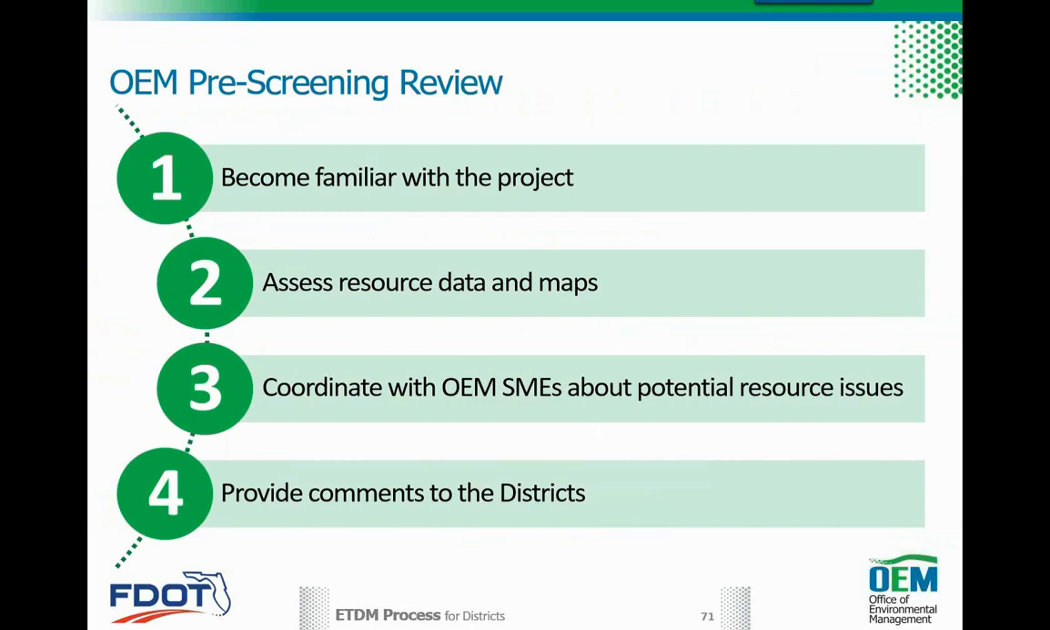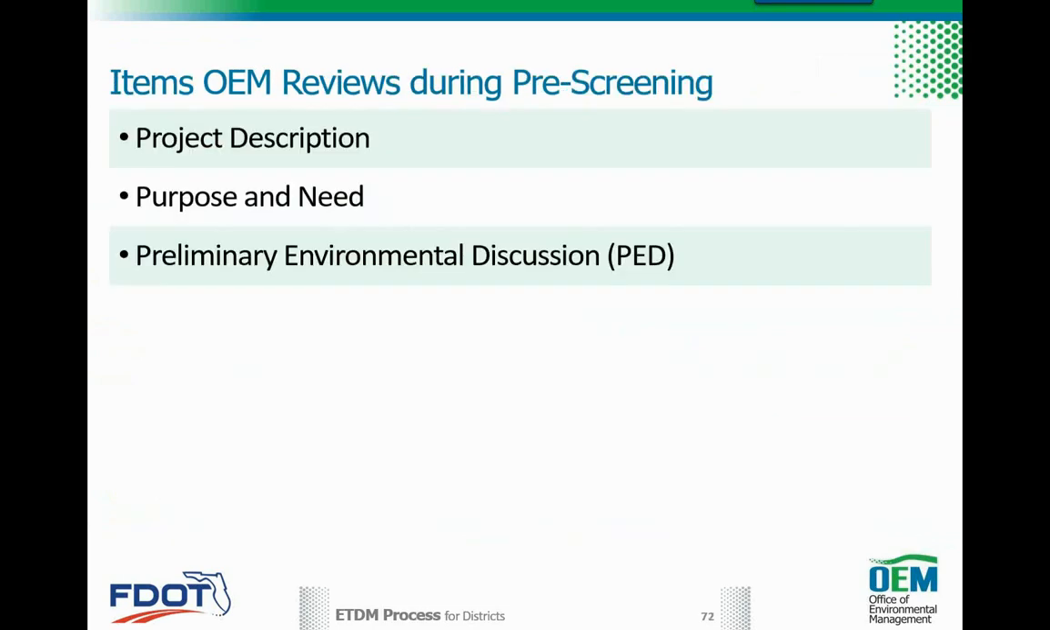By the time you send out a project through this pre-screening review, they should already know what's happening with the project. And then the final thing they're looking at and providing comments on: those 3 things again, the project description, the purpose and need, and those preliminary environmental discussions, are what they're going to be actively reviewing. And I think it's important for you to know the types of things that we're telling them, to make sure that when they're reviewing, they know what the considerations are.